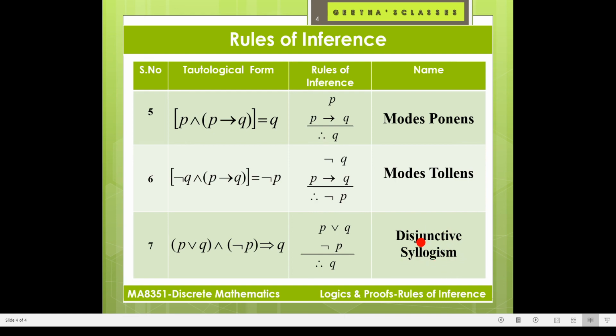This is also important. You have to remember all the names of the rules of inference. You have to write these names within brackets for each and every problem. For all the problems, you have to mention the rule names also. Standard names: modus ponens, modus tollens, disjunctive syllogism. All these names you have to remember. We'll see the problems for rules of inference in the next video.